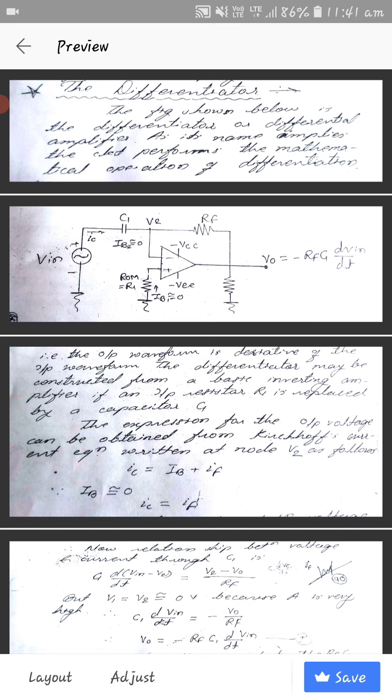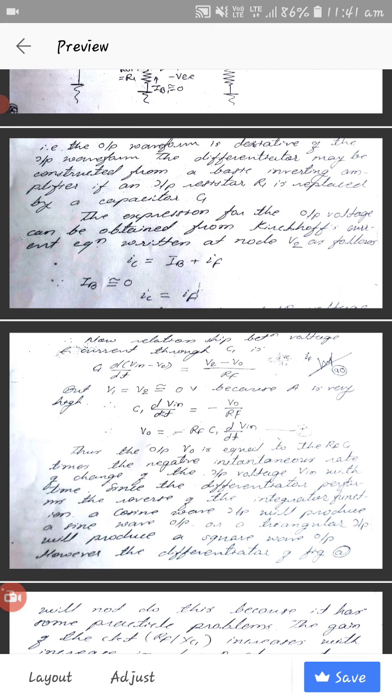The resistor R1 has one terminal grounded and the other connected to the non-inverting terminal. So the current IB flowing through this R1 resistor is approximately 0. Putting IB equal to 0 in the Kirchhoff's current equation IC equals IB plus IF, we get IC equal to IF. IC is the current flowing through the capacitor, and IF is the feedback current.